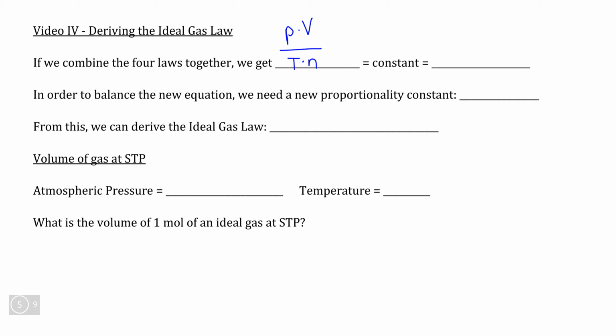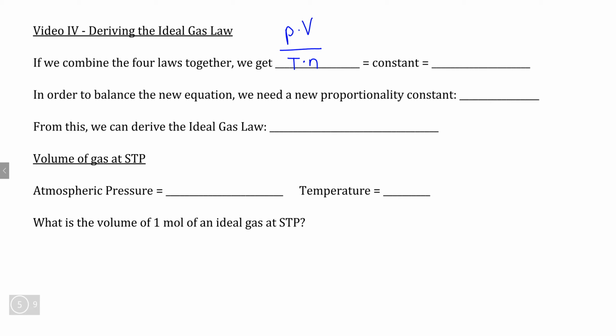We also know that the number of moles of a gas has a direct relationship with the volume, assuming that pressure and temperature are kept constant. Increasing the number of moles of a gas means that that gas is going to occupy a greater volume.